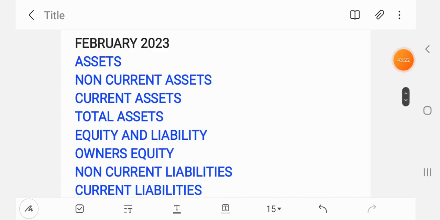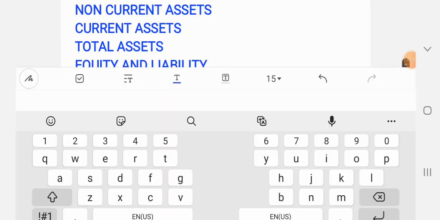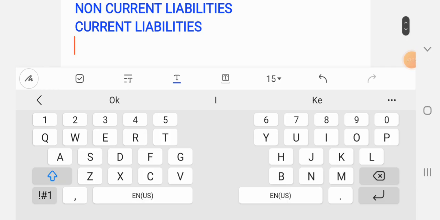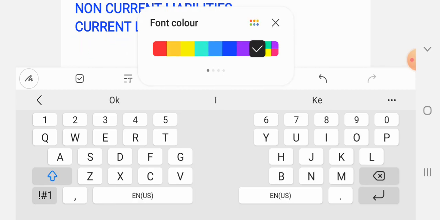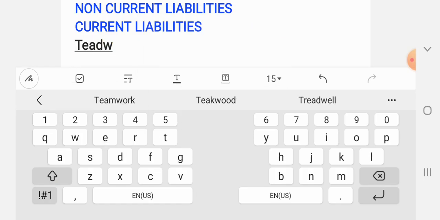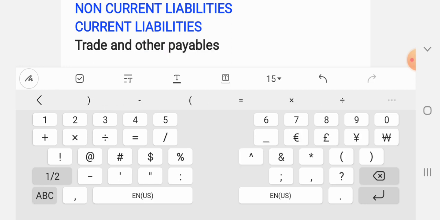We also have to include it in the statement of financial position. The 24,000 under current liabilities, trade and other payables. So we are going to include this amount.